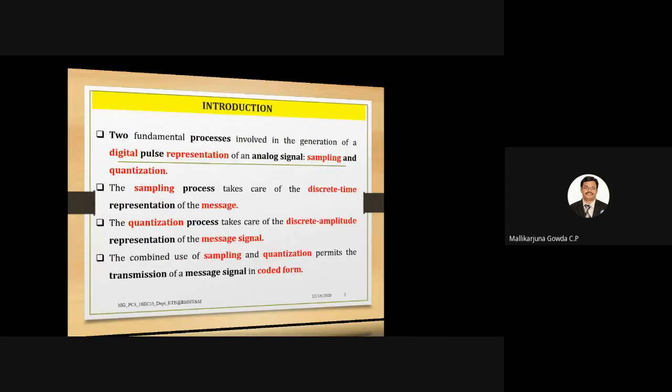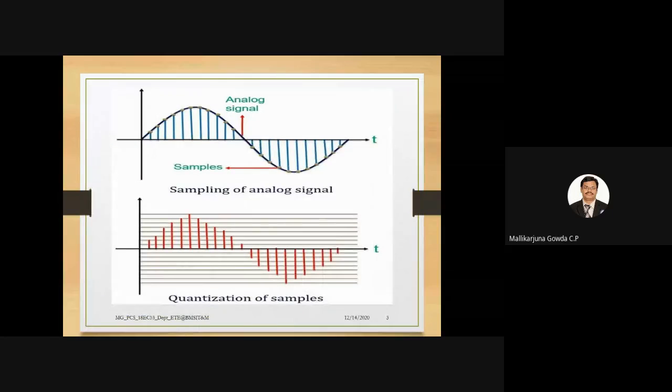Just as an example, I have taken this analog signal. When I sample it, it discretizes this analog signal in time. Students, this is about sampling. This is a continuous time analog signal. When I sample it at the Nyquist rate, I represent this analog signal in discrete time.